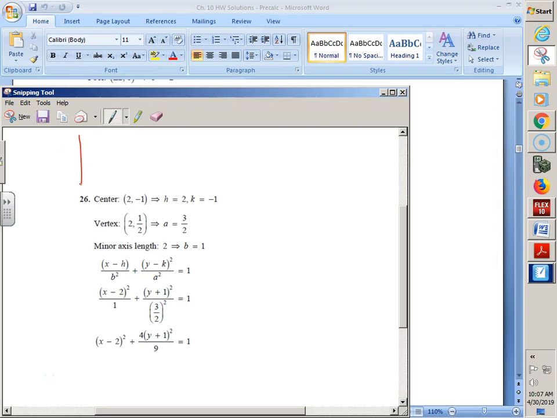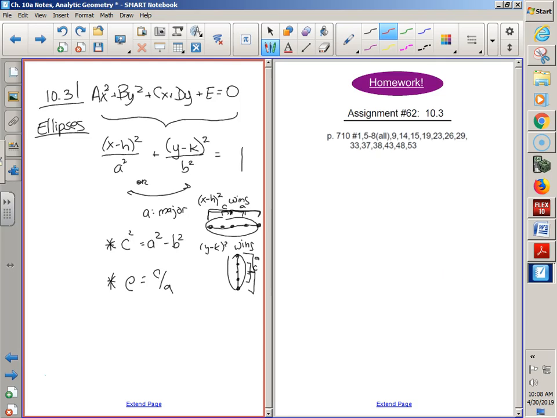If you understand what a vertex is, I understand it might not have been too bad to not have to draw a picture, but just in case, (2, -1), there's my center. A vertex is at (2, 1/2). What's a vertex again? The top and bottom, the outer edges of the major axis, right? So we can figure out the distance from the center to the vertex, A. True?